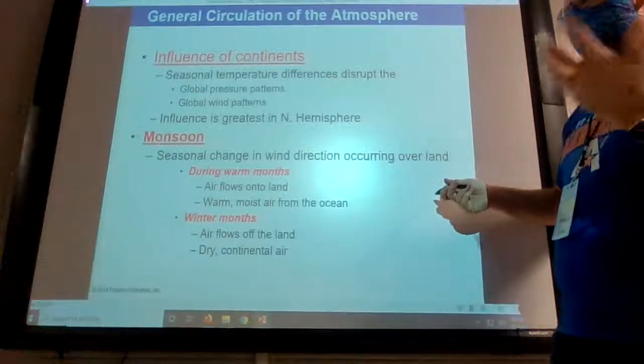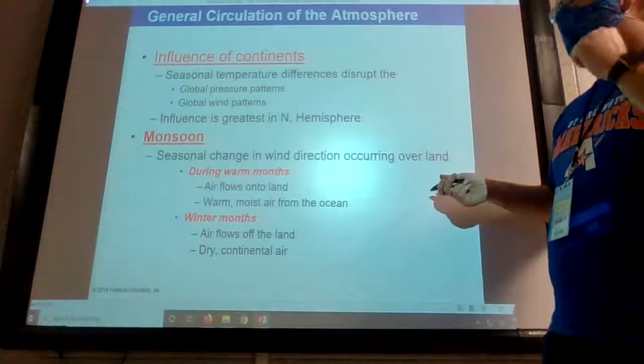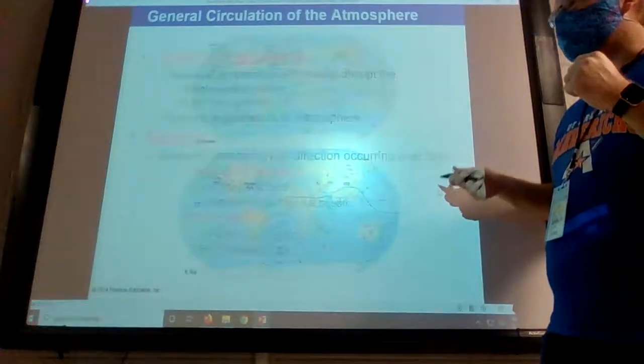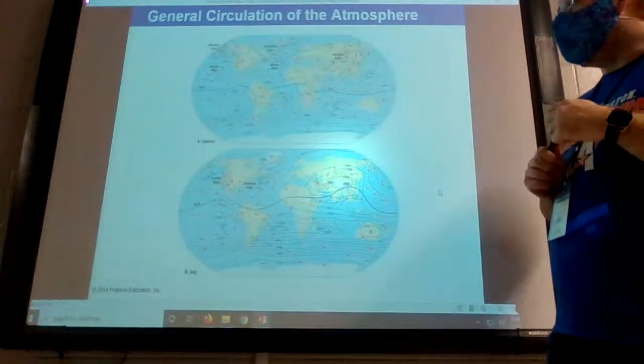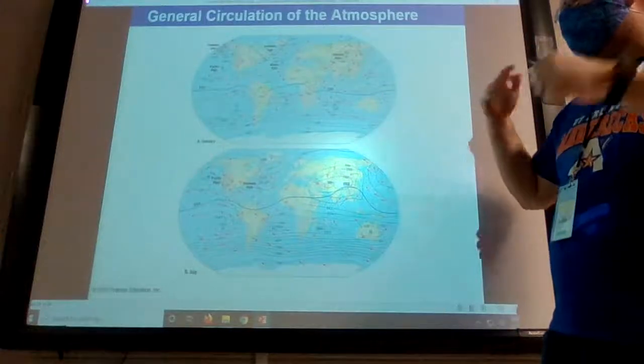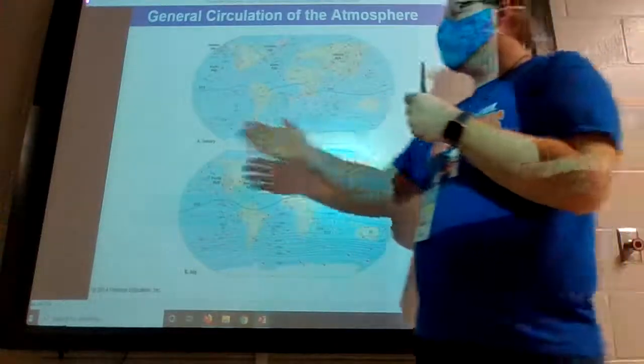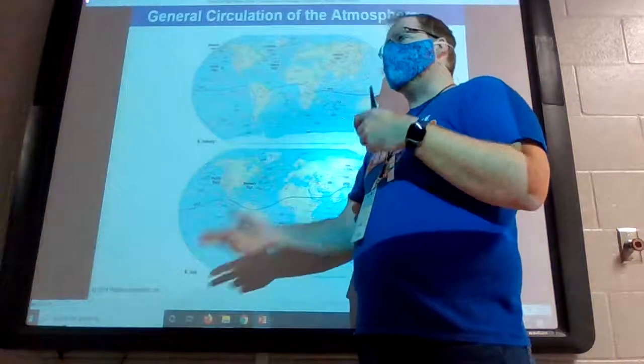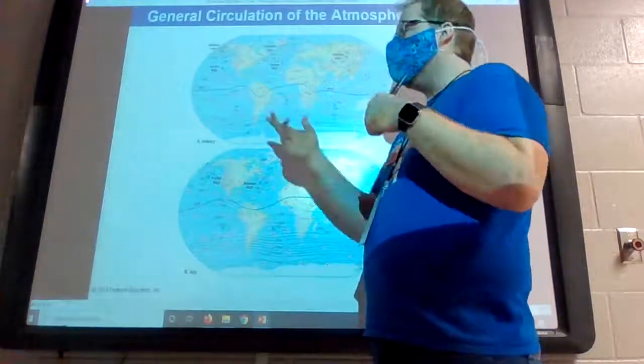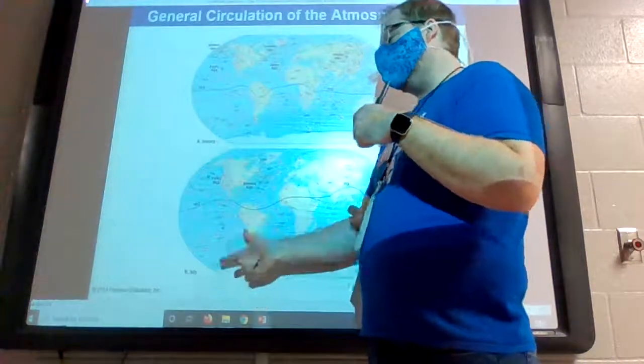And so there's different parts of the world that have monsoons. We don't really get a lot of monsoon seasons in the United States. These two maps are actually pretty complex. They show you the difference between January weather and July weather. So for the northern hemisphere where we live, January is going to be winter, July is going to be summer.